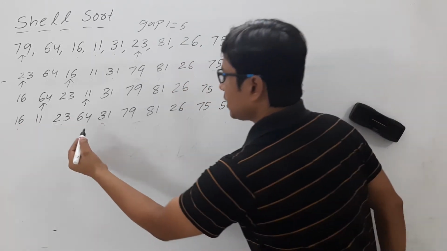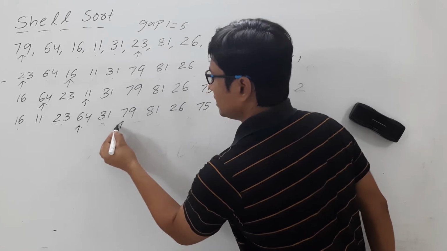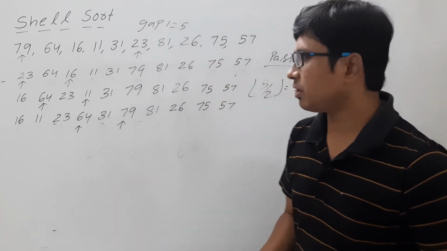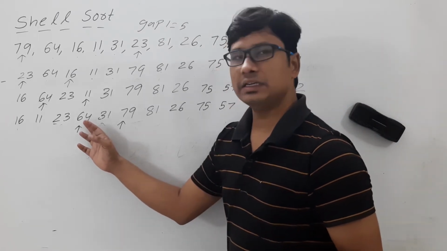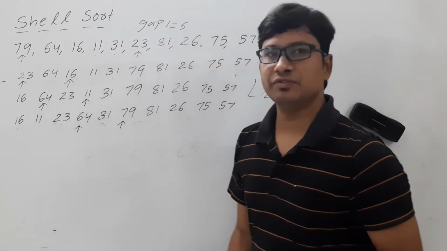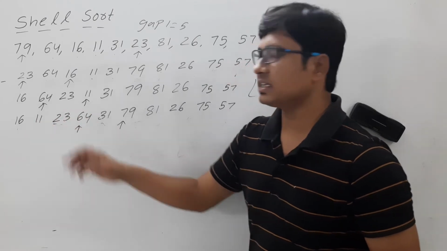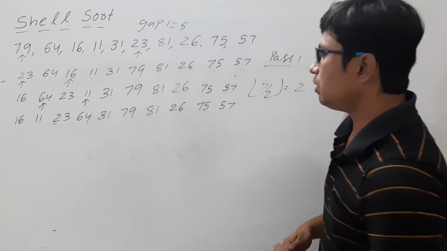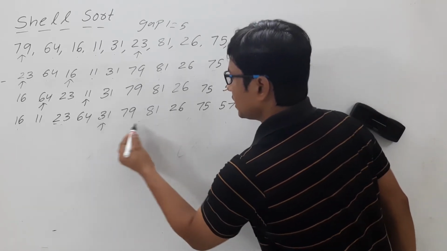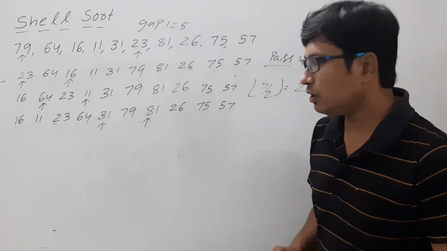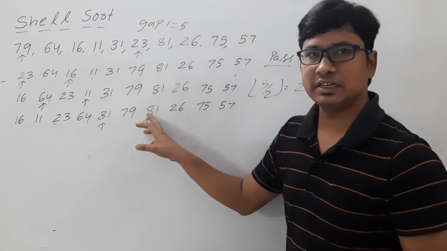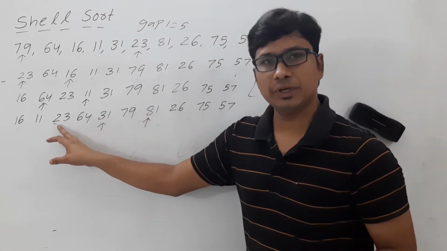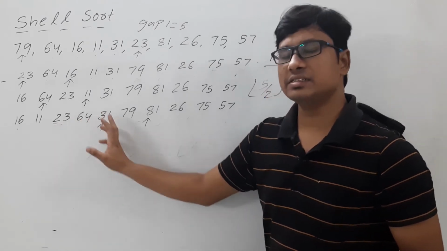Now it will be compared with 64 and 79. 64 is less than 79, I no need to perform any swapping. And if I compare 11 and 64, 11 is less than 64, so I no need to perform any swapping. Now I will compare 31 with 81. 31 is less than 81, so I no need to perform any swapping. And 31 I will compare with 23. 23 is less than 31.